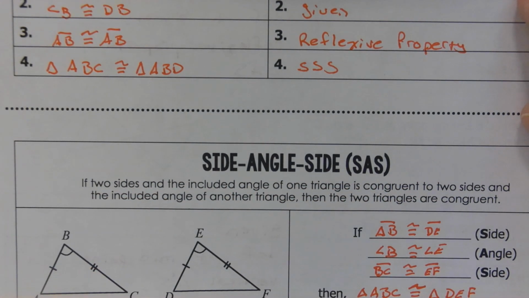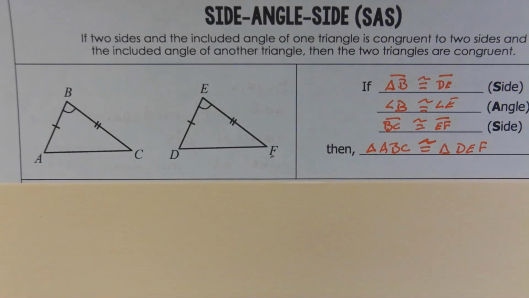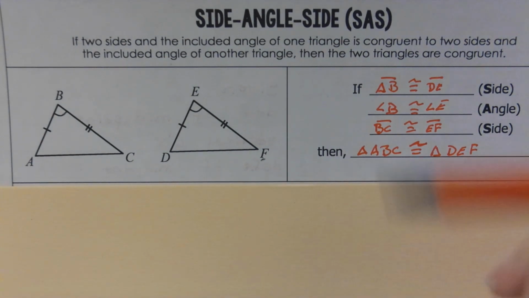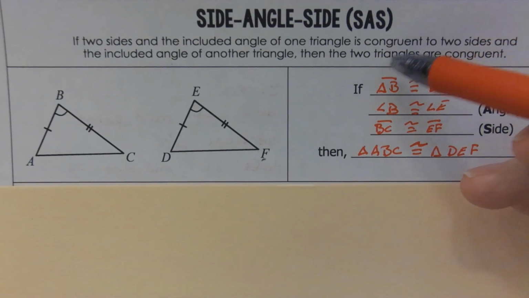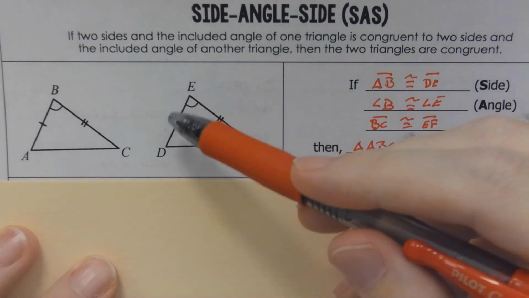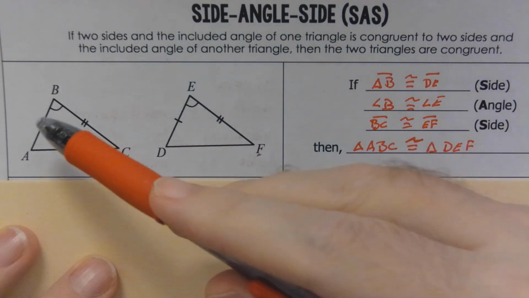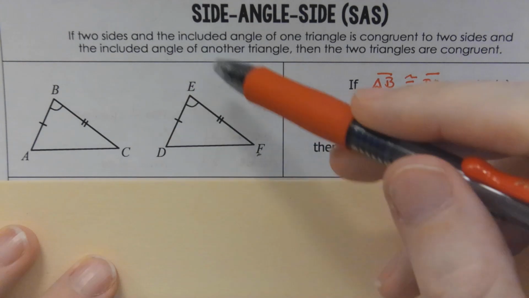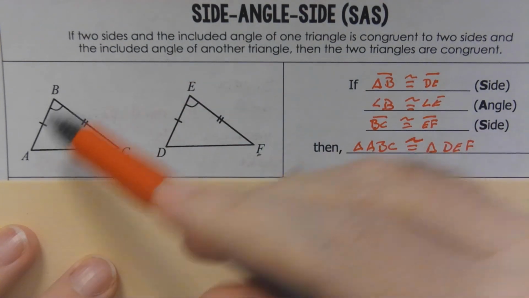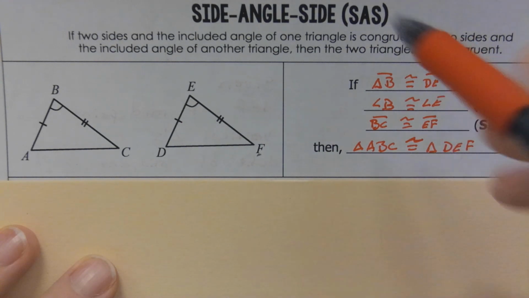Okay, from here, we move on to side, angle, side. Now, in order to show side, angle, side, we have to show that two sides and the angle in between are congruent. So we have two sides and the angle in between. So AB is congruent to DE, angle B is congruent to angle E, and BC is congruent to EF. So therefore, by side, angle, side, triangle ABC is congruent to DEF.